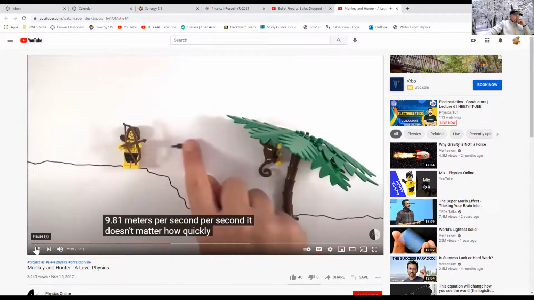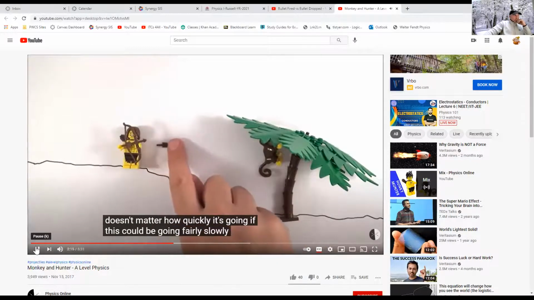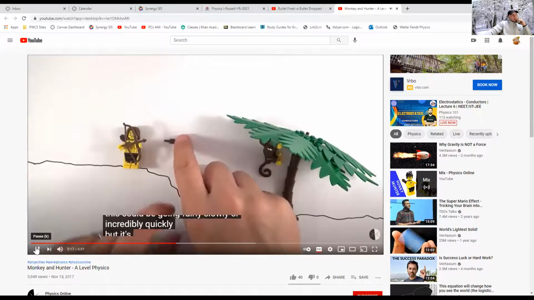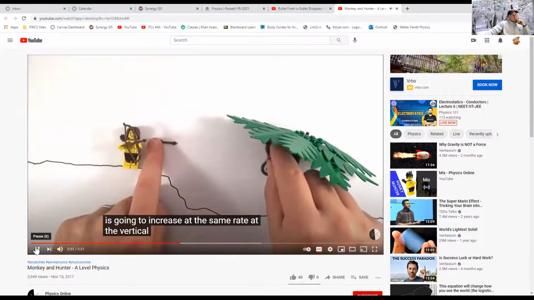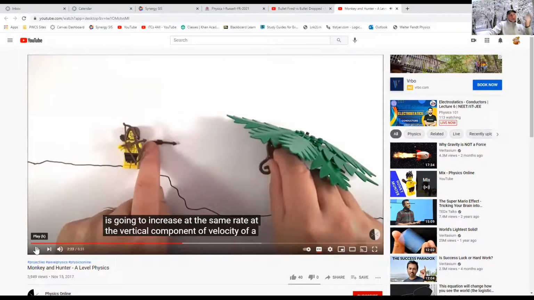It doesn't matter how quickly it's moving. This could be going fairly slowly or incredibly quickly, but its vertical component of velocity is going to increase at the same rate as the vertical component of velocity of the monkey. So this is the idea. Same with a bullet that's dropped or fired. The force of gravity is pulling down on them with the same acceleration, and they're both falling from the same vertical distance. They're launched at the same time, so they're going to fall the same amount every second. So that's why he wants to aim right at the monkey.